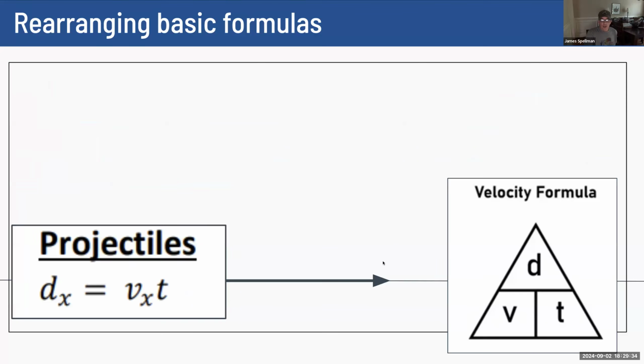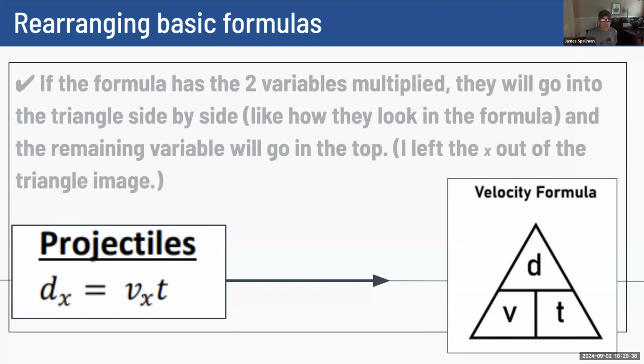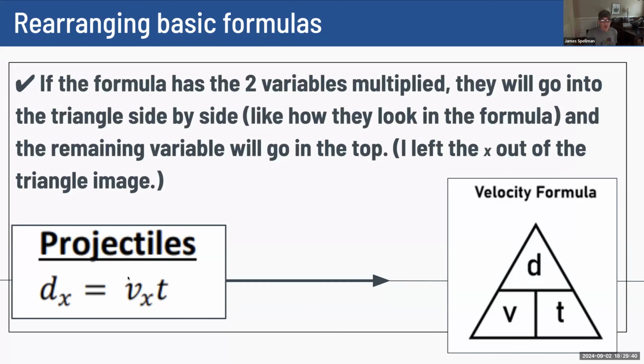Okay, so another way that it might end up looking is this is a different version of the same formula. Notice again, we've still got two variables over here. You can ignore these little bitty X's on here, but it's basically saying D equals V times T.